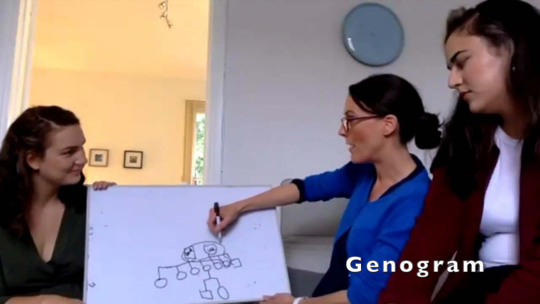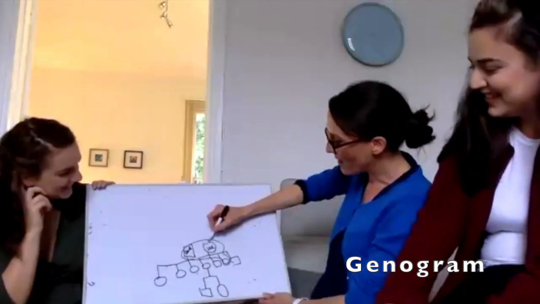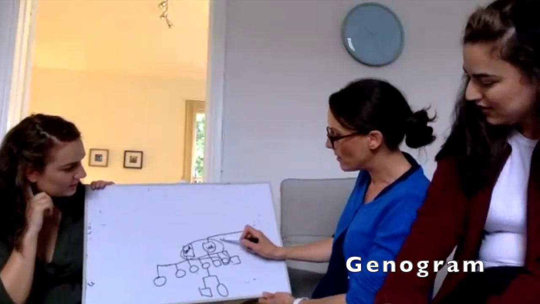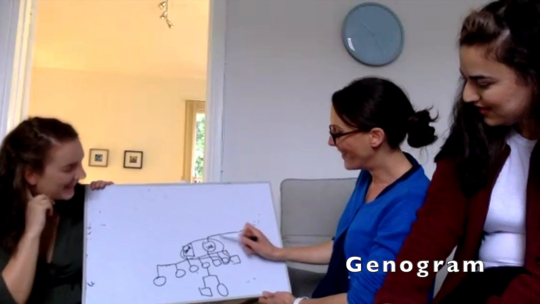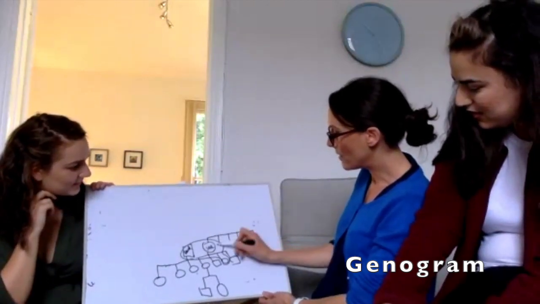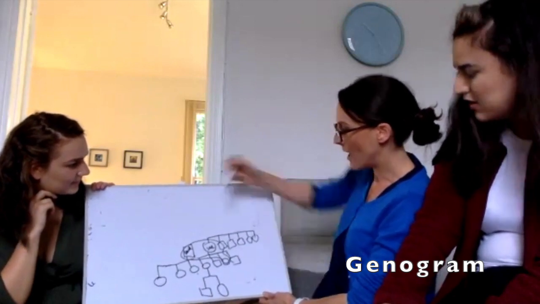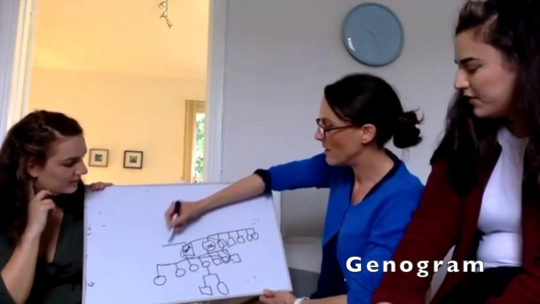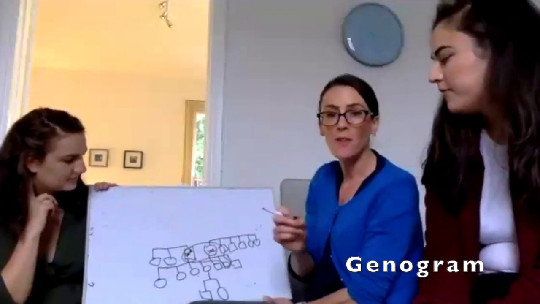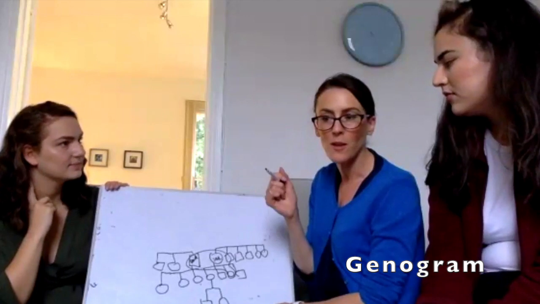So then you'd say, does your mum have siblings? You've got to ask a lot. So then she forms this line. So she's the oldest, thankfully. And then she's got 3 brothers, 1, 2, 3, and then 2 sisters, like that. And then with dad, he's got 2 brothers. Okay.